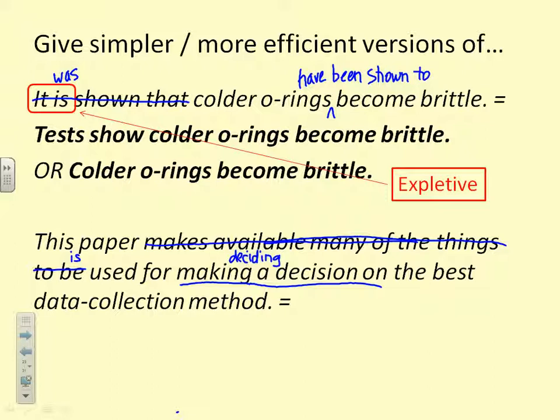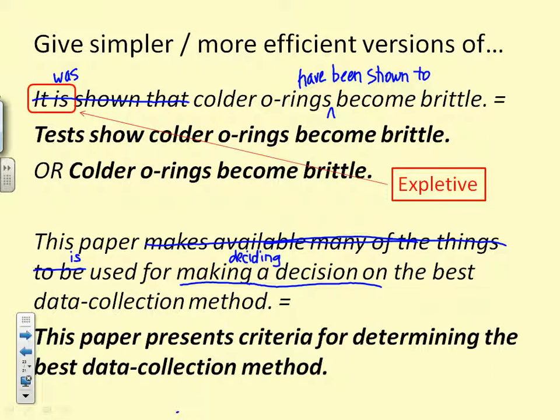The one I came up with as an example was, this paper presents criteria for determining the best data collection method. So actually looking at it now, deciding might be better than determining. It's a little bit shorter, basically means the same thing. But criteria, instead of "makes available many of the things to be used for," we reduce that to "presents criteria," and that's what we're talking about.